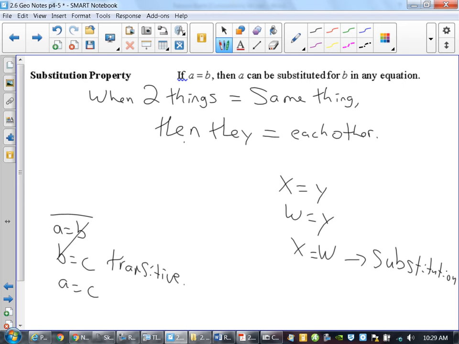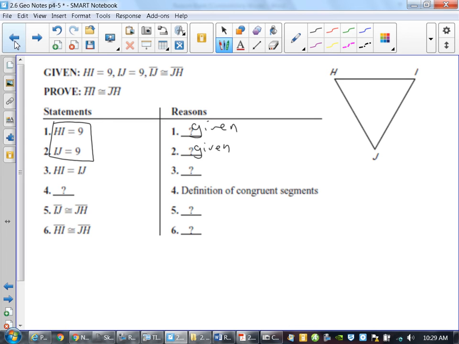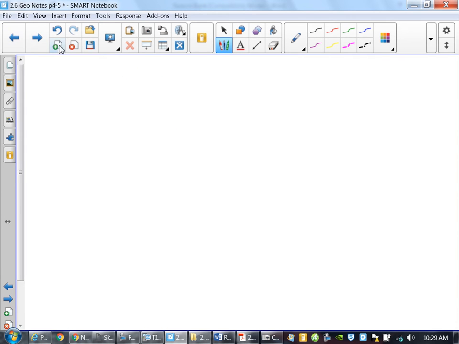It's just bigger. Okay. So back to this one then. HI is 9, IJ is 9. Why is HI equal to IJ? Exactly. It's substitution. And now comes the weird one that we ran out of time for yesterday. This one I want to put in a square.